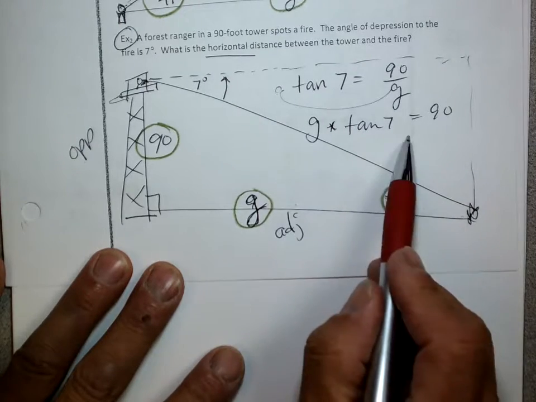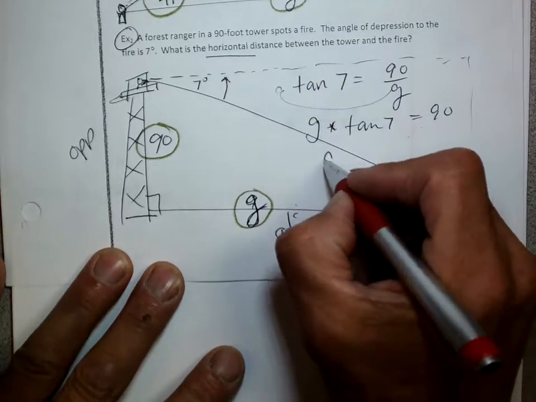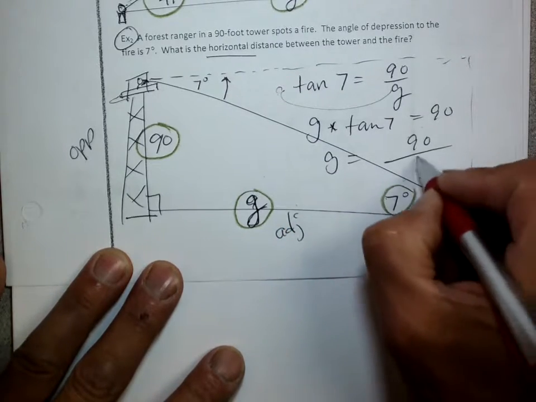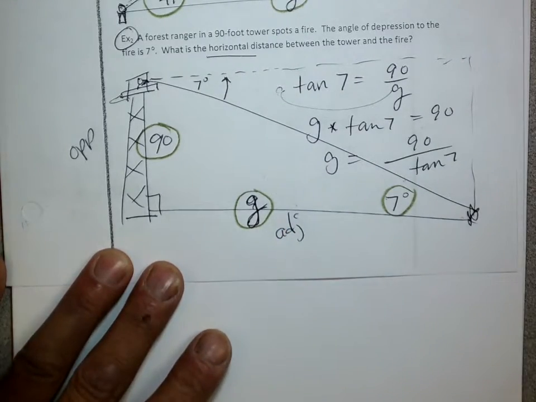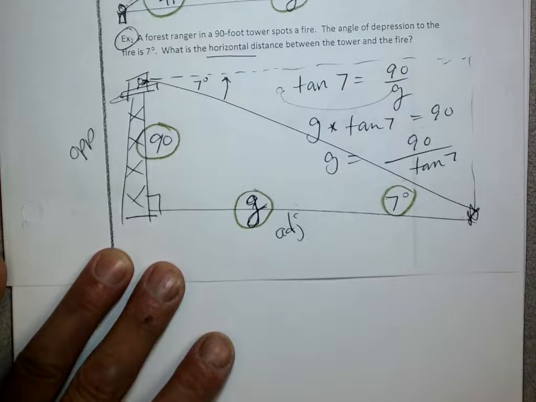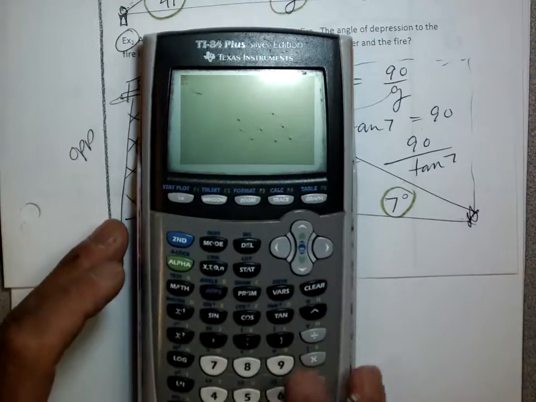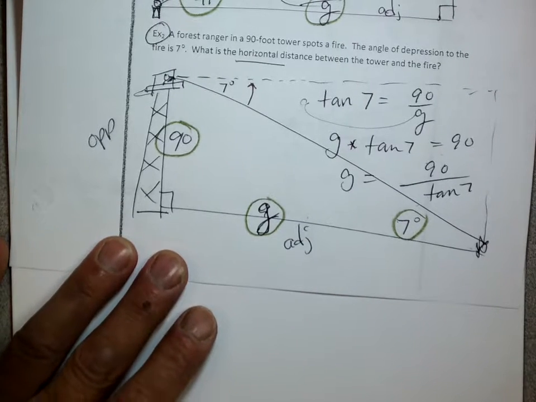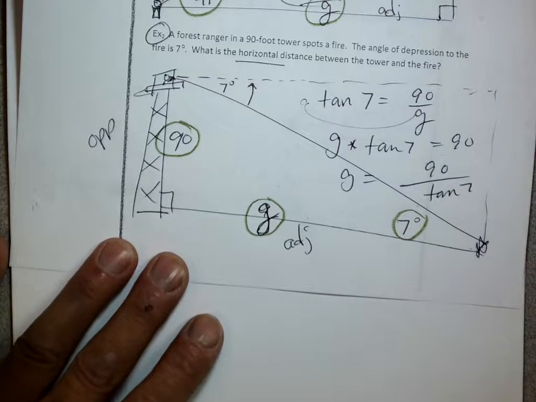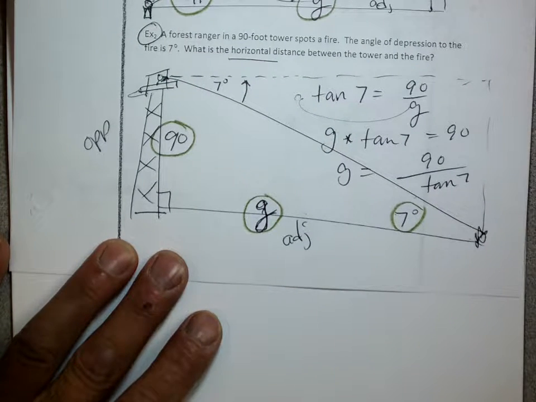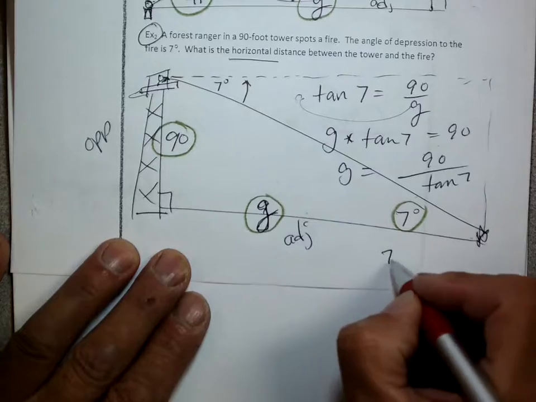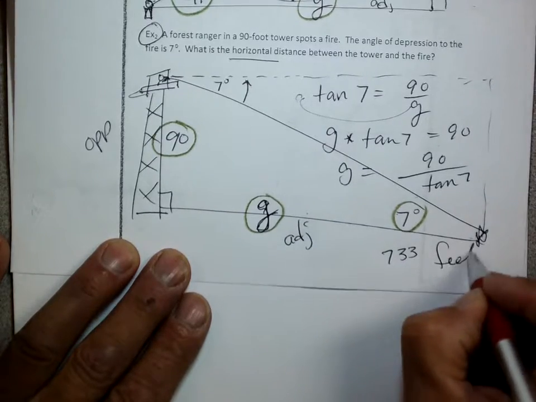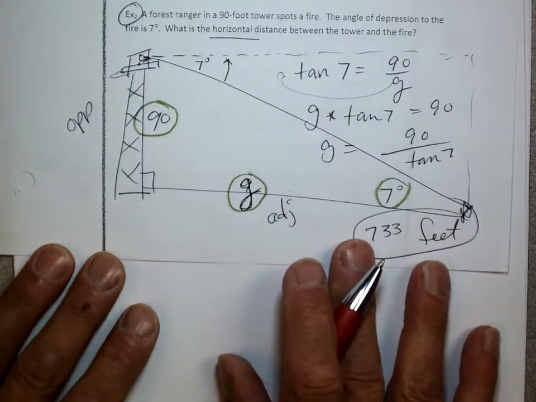Then we'll divide by tan 7. So G is equal to 90 divided by the tangent of 7 degrees. And I get about 733. Let's do it. It's 90 divided by tangent of 7. Yeah, how about we go 733? That works. And that does make sense to me because the fire's far away, right?